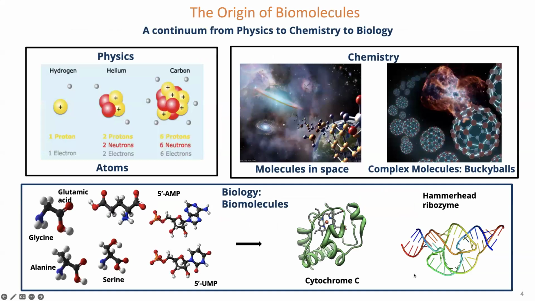Yeah. How can we think about this transition then? Why is it called the chemical origins of life? I mean, this is encapsulated in the slide, which shows you the continuum that exists between physics, chemistry, and biology.